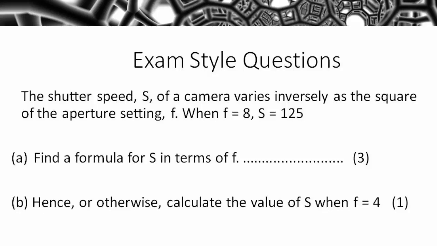Now this is why the students need a rich mathematical vocabulary, and in fact even outside of the mathematical terms in this question, the fact that they've used the word aperture, which is particular to the field of photography, is going to put a lot of students off. So there's plenty of reason why they need a really good grasp of the English language when completing this paper. But anyway, we've got to find a formula for s in terms of f, and then hence or otherwise calculate the value of s when f equals 4. If you're feeling confident, please feel free to pause the video and have a go at that. If not, I will now run through how it's done.